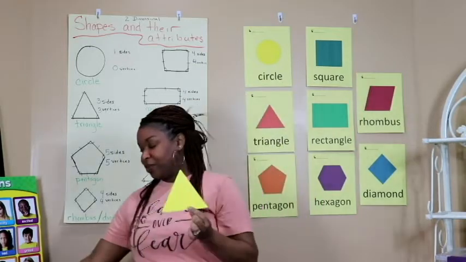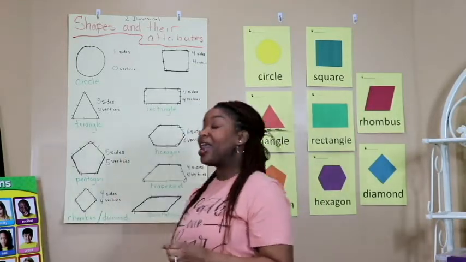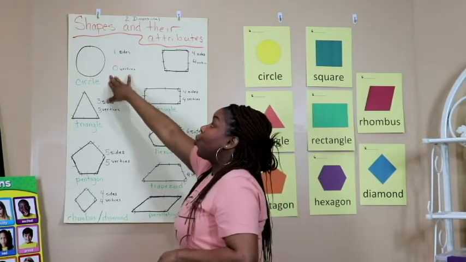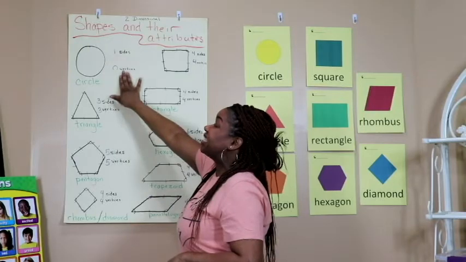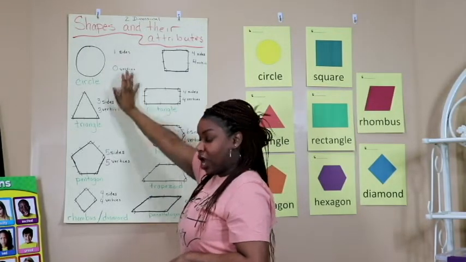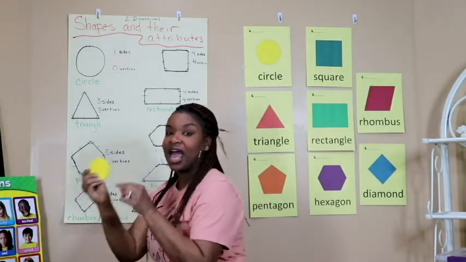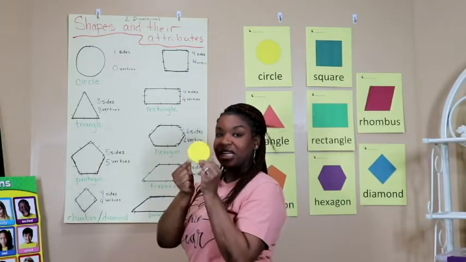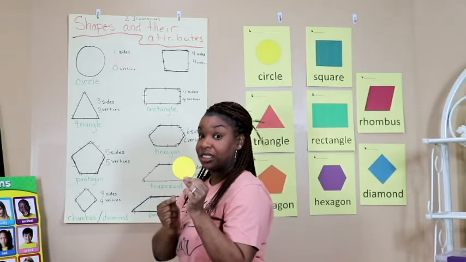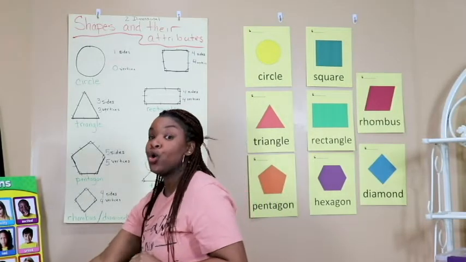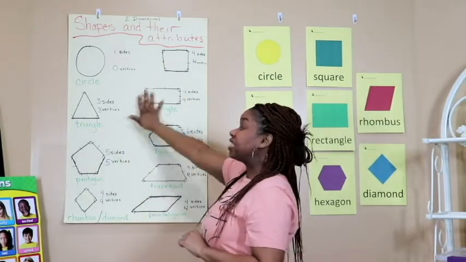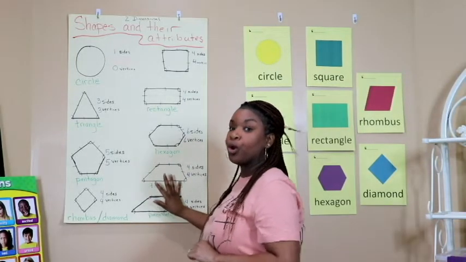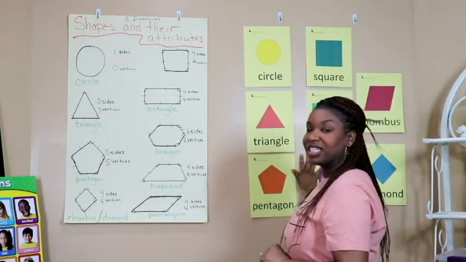All right. So now let's look up at our chart. We have our circle with 1 side and 0 vertices, which we just discussed and saw an example of. 1 side and 0 vertices. Now, we're going to go through and discuss the rest of the shapes and their sides and vertices. But we're going to use these charts on this side.